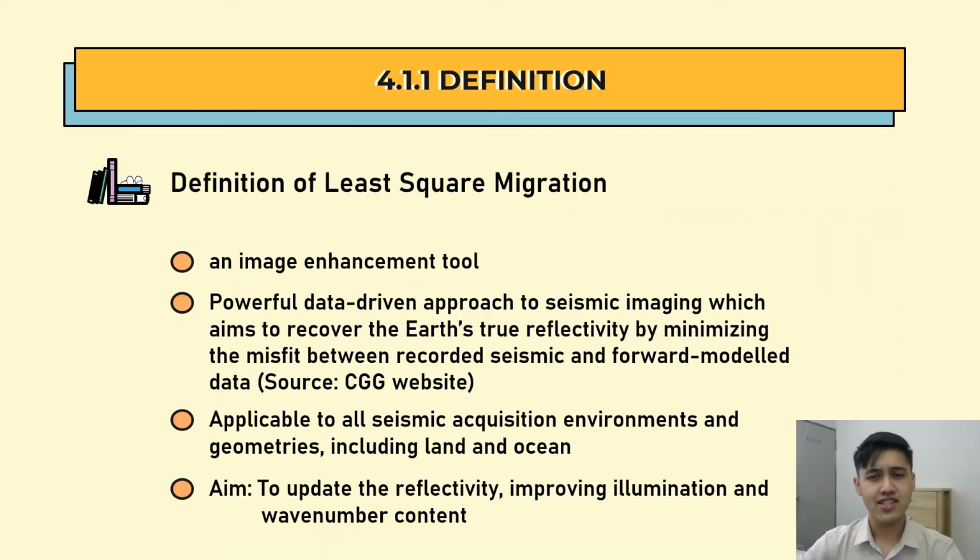Firstly, what is least square migration? It is an image enhancement tool and also a powerful data-driven approach to seismic imaging which aims to recover the Earth's true reflectivity by minimizing the misfit between the recorded seismic and forward model data, sourced from CGG website. And it is also applicable to all seismic acquisition environments and geometries, including land and ocean. The aim of this method is to update the reflectivity, improving illumination, and wave number content.